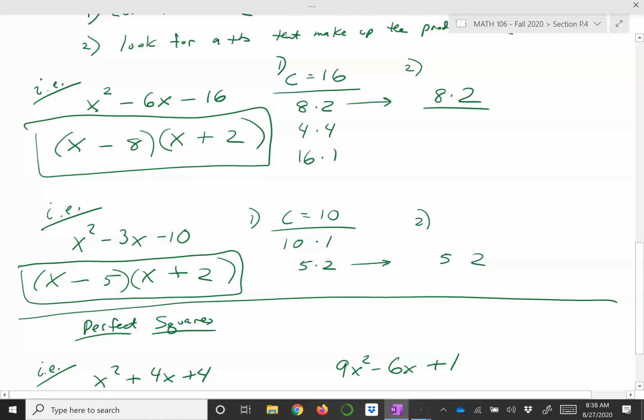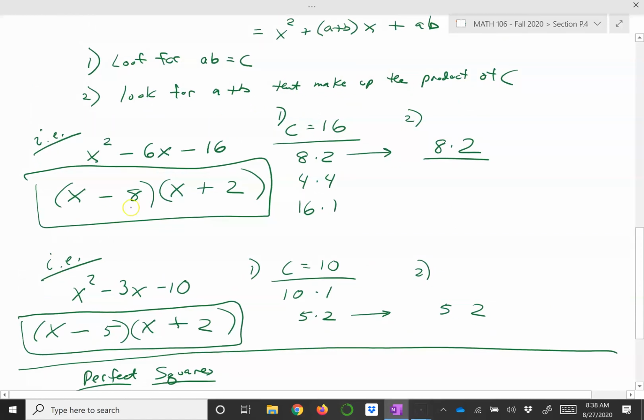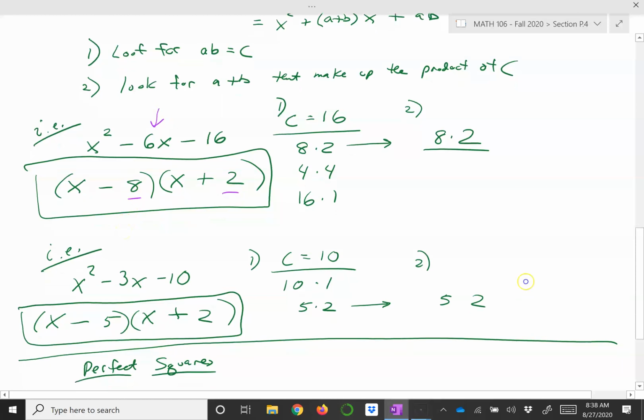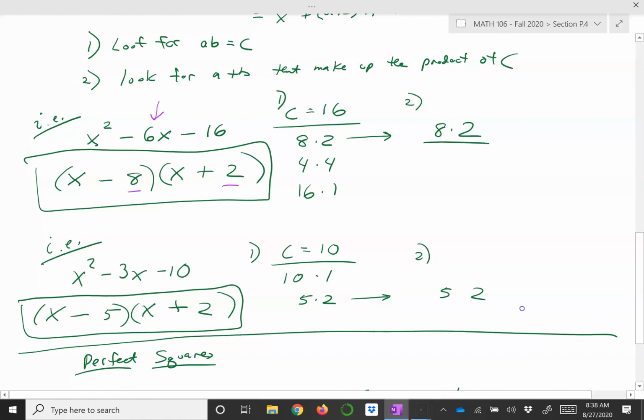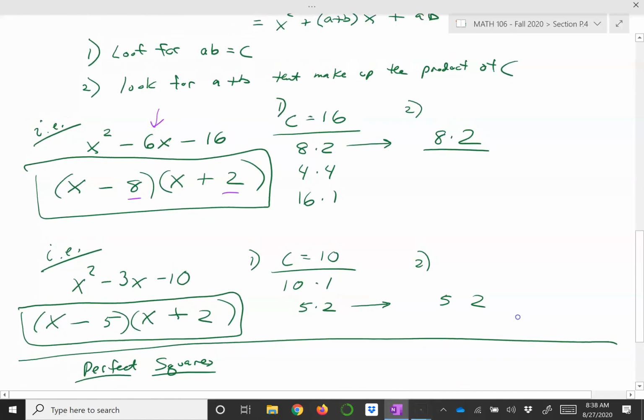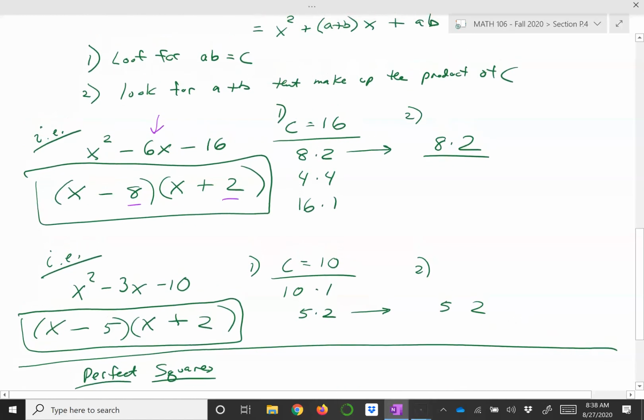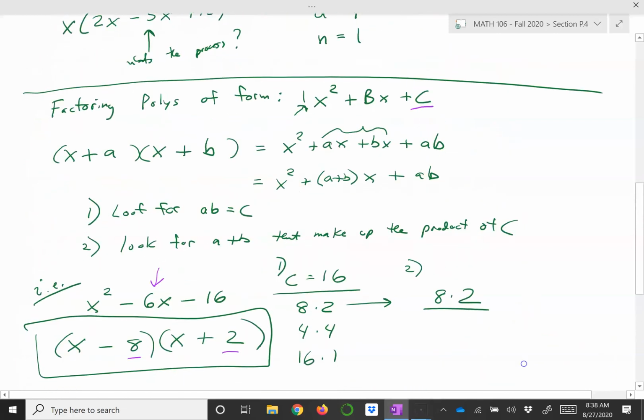You can't do anything with 16 and 1. You can't do anything with 4 and 4. But with 8 and 2, you can get 6 by doing 8 minus 2. So that's how you knew to put 8 and 2 here. And then you had to make sure you get a minus 6 here, so the 8 was negative and the 2 was positive. Okay? Any questions on those? We're okay with those? And we're going to use this process another time today.